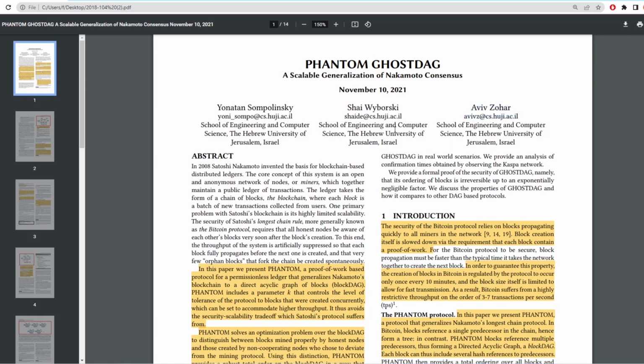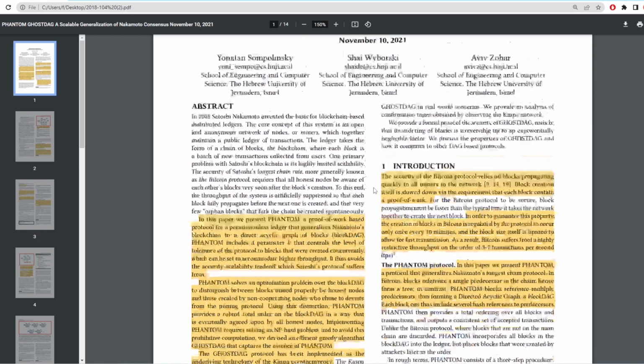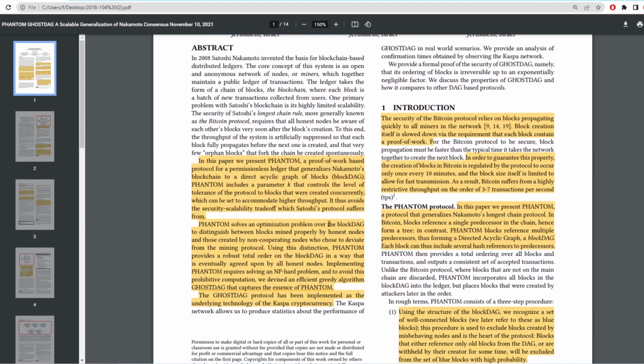Now it says at the top that GhostDAG is a scalable version of the Nakamoto consensus by Satoshi Nakamoto. So I've gone through this and highlighted the main points that explain how GhostDAG and Phantom work. A lot of it is about equations, which many people might not understand, so I'm trying to break it down so it can be understood by anyone new to the space. So let's start off by going over the abstract and introduction.